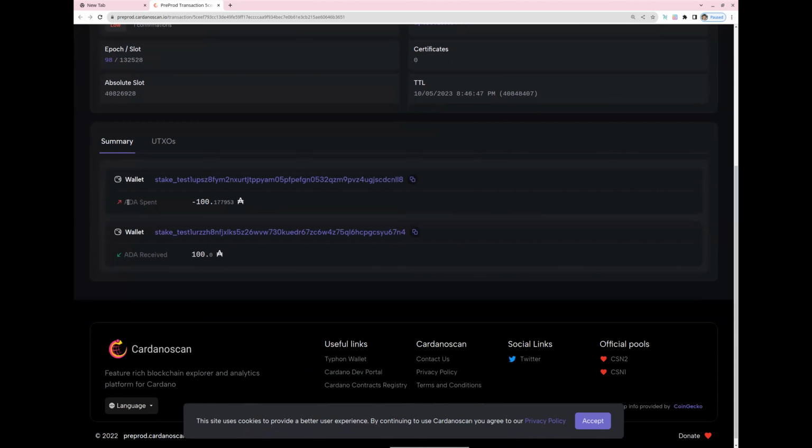And here is the summary. From my wallet, I sent 100.17 ADA because of the transaction fee. And this must be Karina's wallet, so she received 100 ADA. But now we can also look at UTXOs.